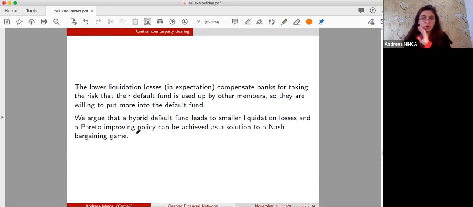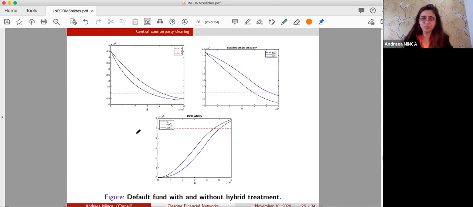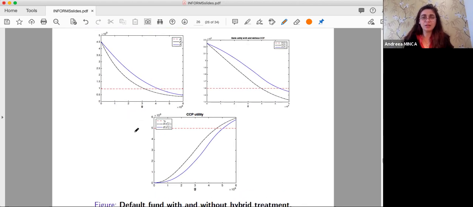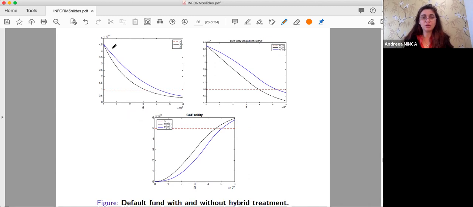So what we have shown is that this idea of hybrid default funds, so the default funds that can be netted against extreme liabilities, leads to smaller liquidation losses, and there can be Pareto improving policies, and this can be achieved via solutions to Nash bargaining games. So to show you how it looks, here we plot the default fund contribution, and here we plot the systemic risk. So this is the risk to end users or to society as a function of the contribution of each bank.